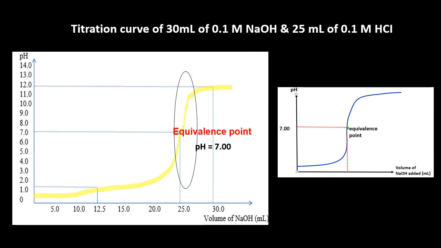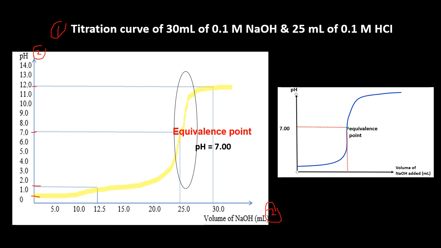Sketch the graph. So make sure first to title the two axes: the y-axis for the pH, and then the x-axis for the volume of sodium hydroxide added in ml. And then next is about the points. Starting point starts from 1, and then half equivalent point 1.5, at equivalent point 7, and then final is near to 12. Then we plot the graph.